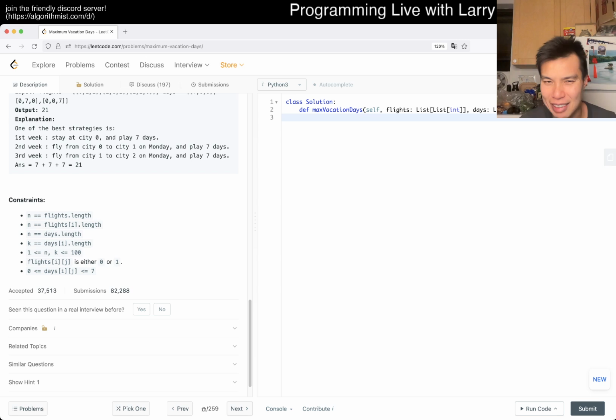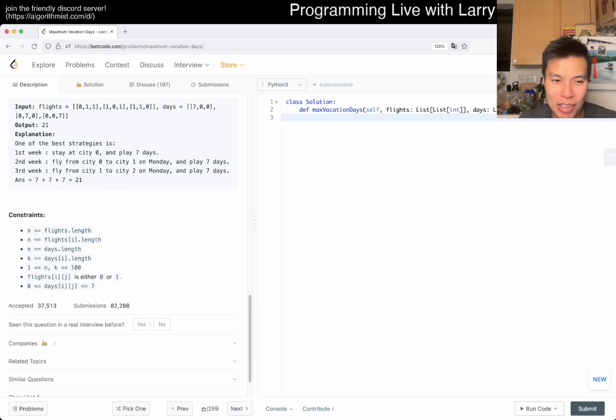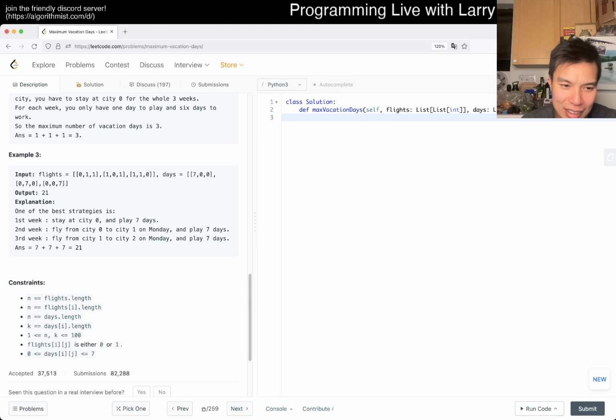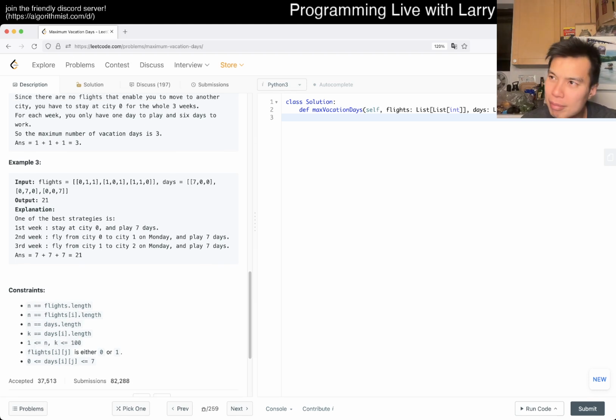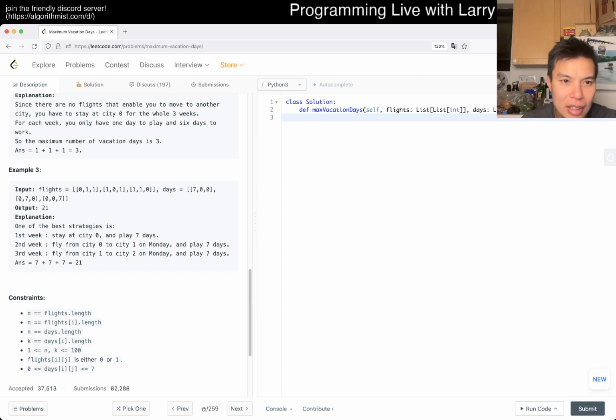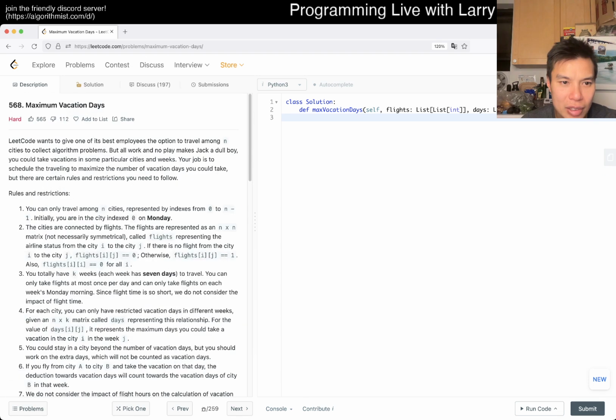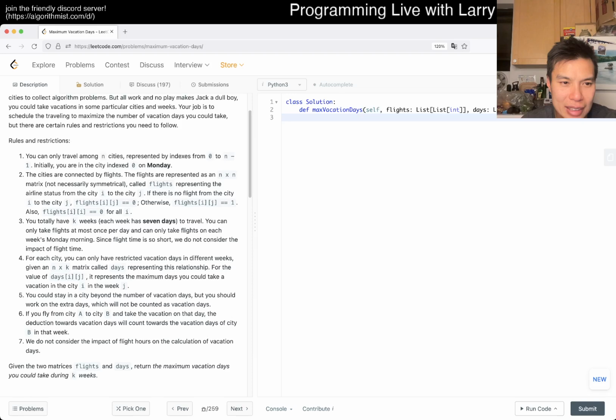The first thing to look at is the constraints, and I actually thought it was going to be DP anyway, but again, the constraint seems to confirm it: N and K are at most 100, so you could do DP, where you maximize over the vacation days. Should be okay. What is N again? N is the number of cities, and you only have K weeks. Okay, fine, right?